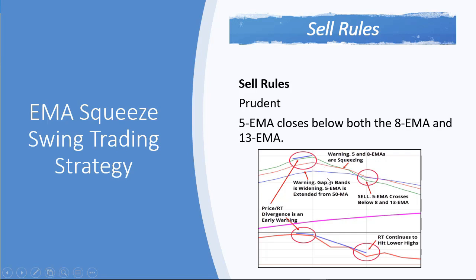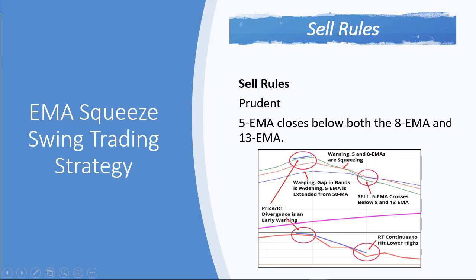Remember, moving averages are lagging indicators. It takes a significant trend change for the moving averages to signal a sell. So here, the 5-day EMA crosses below both the 8 and the 13. This is your last line in the sand. This is your prudent exit.